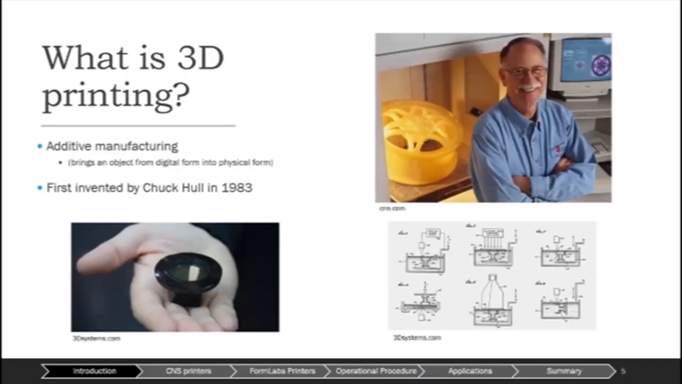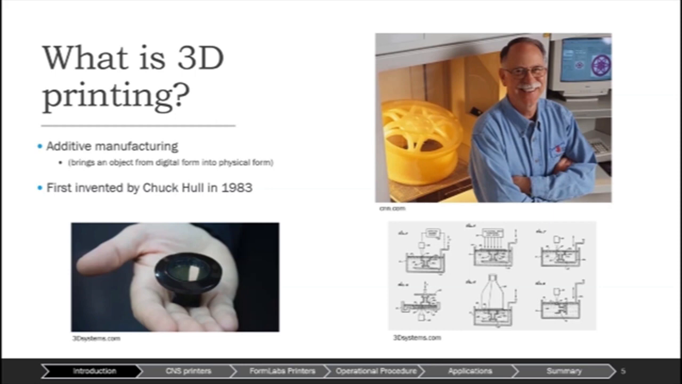So what is 3D printing? 3D printing is a synonym for additive manufacturing, and that is really just making 3D objects by adding layer upon layer to create your final object. And essentially, it is when you bring an object from a digital form to a physical form. You can touch it and feel it.